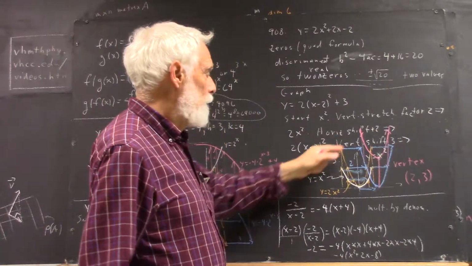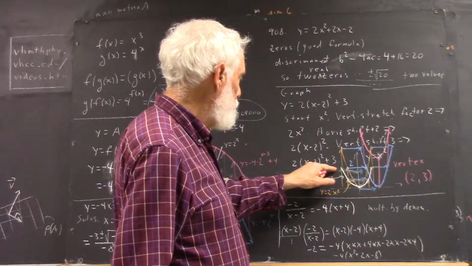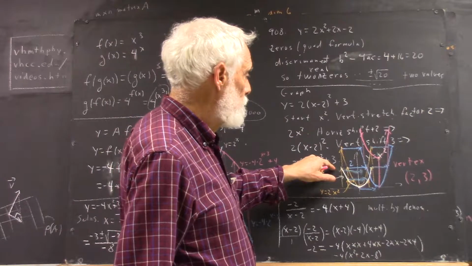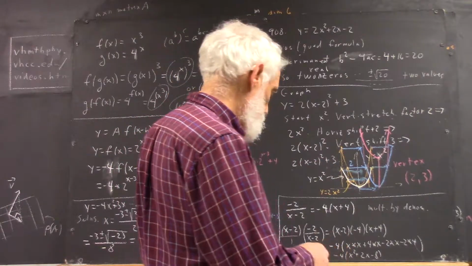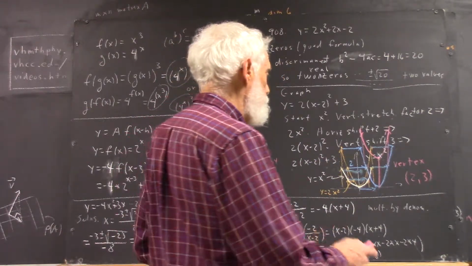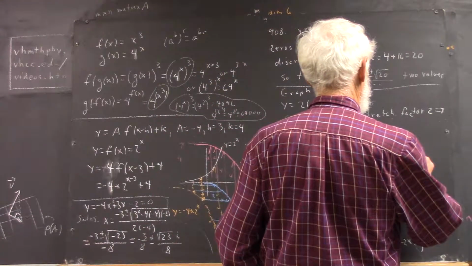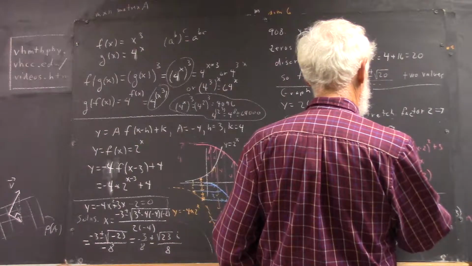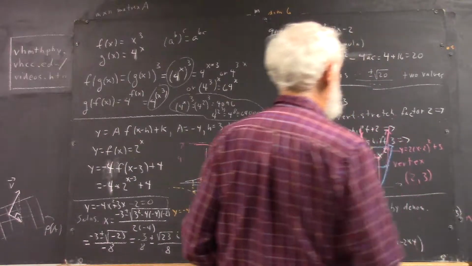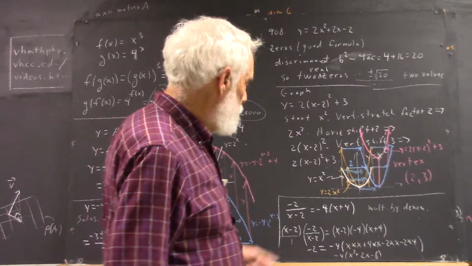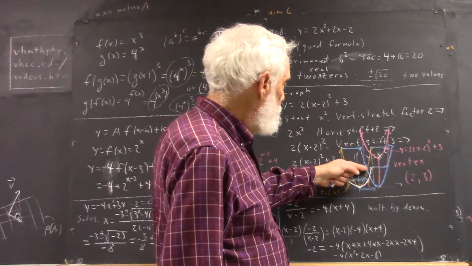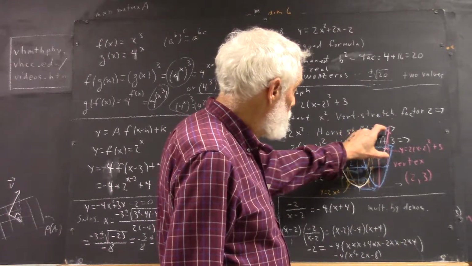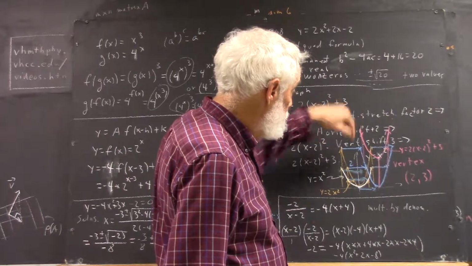Then, well, we've got to vertically shift 3 units. That means we're going to add 3 to all our y values. So we're going to have 2 times x minus 2 squared plus 3, and that's the red graph. So here it is. And all we do to get that is we take each point of the blue graph and raise it 3 units. So we have these arrows of length 3 raising that graph up. And here is our final graph.